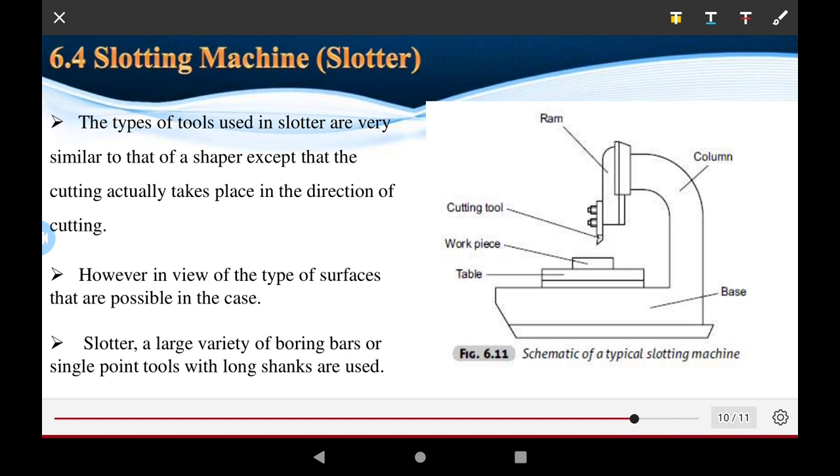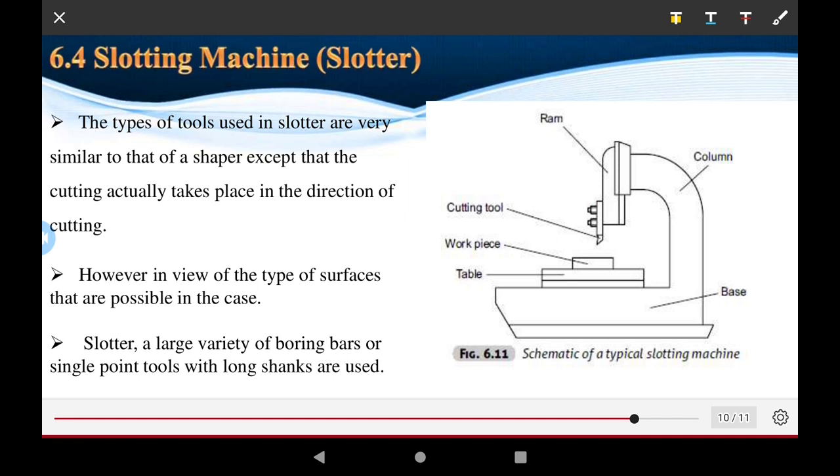Single point tools with a long shank are used. The principle is that cutting takes place in the direction of the cutting, and the tool is selected for the feed rate and cuts the metals. A very fine surface finish is achieved in these machines, and the slotter uses a variety of boring bars.